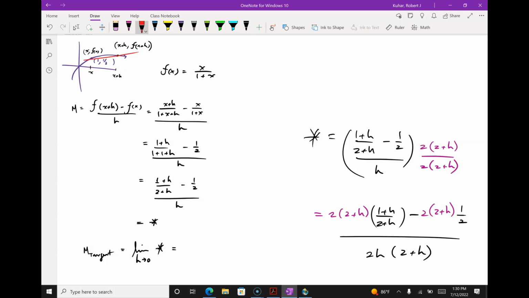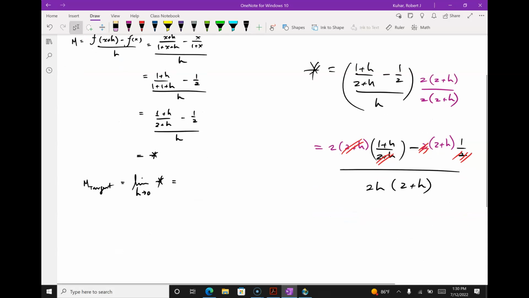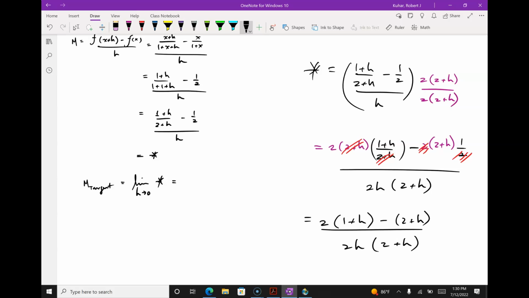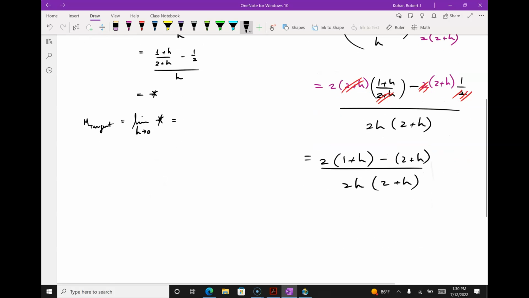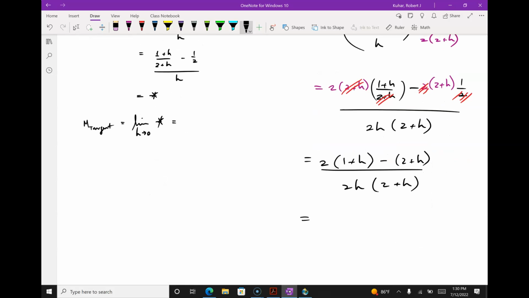All right, what cancels here? The 2 plus h's cancel and the 2's cancel. And I'm taking my time here and rewriting. Notice downstairs is factored. That's what I want. The upstairs is not factored. Everybody with me here? So I'm going to try and distribute and see what happens.